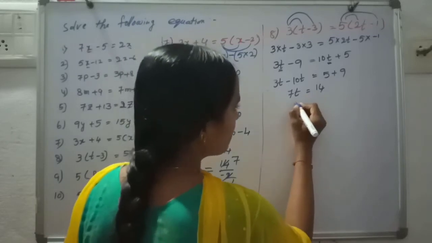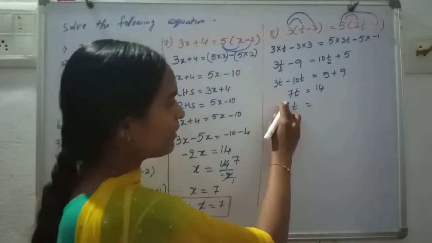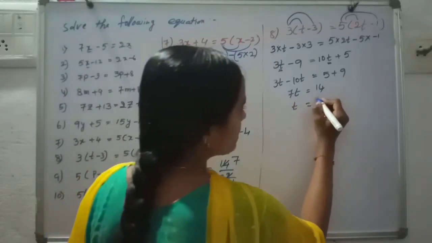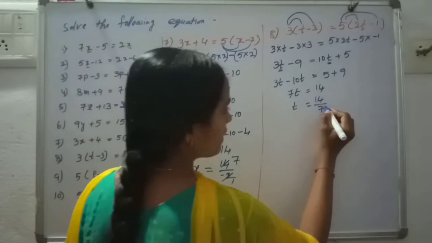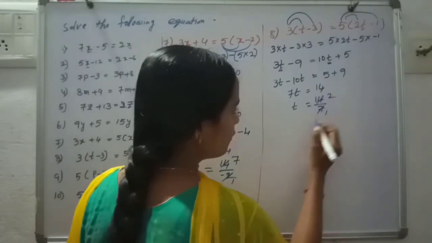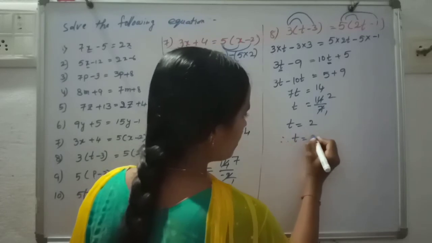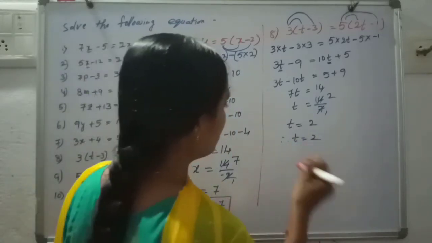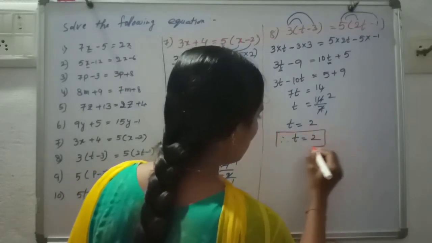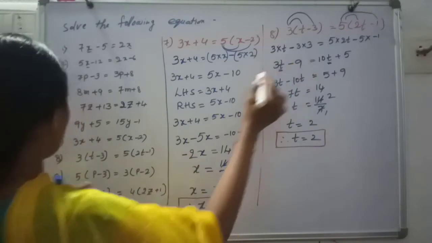14. Now t multiplied with the 7, then this plus 14 is divided by 7. Division: 7 ones are 7, 7 twos are 14. t is equal to 2. Therefore, t is equal to 2. It is the simple equation. Variable t equal to 2. The 8th one is also completed.